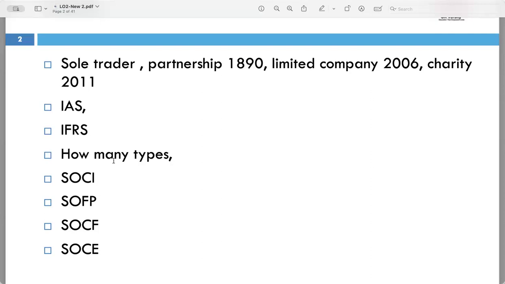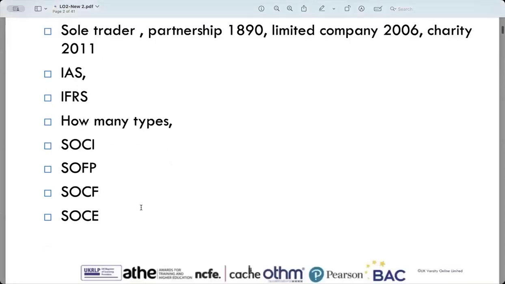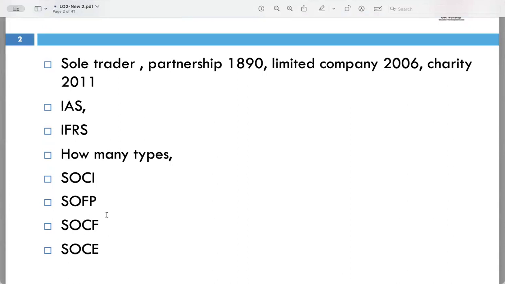Then types of financial statements like SOCI, SOFP, SOCF, SOCE. All of these types we discussed yesterday. SOCI, Statement of Comprehensive Income, also known as the income statement. SOFP, Statement of Financial Position, commonly referred to as the balance sheet. SOFP provides a snapshot of a company's financial position at a particular point in time.